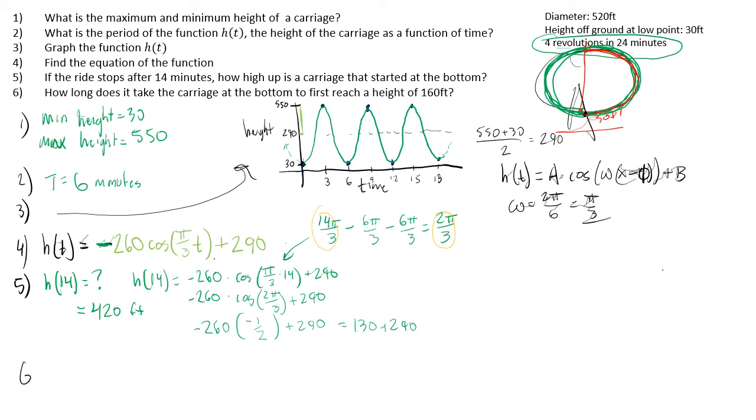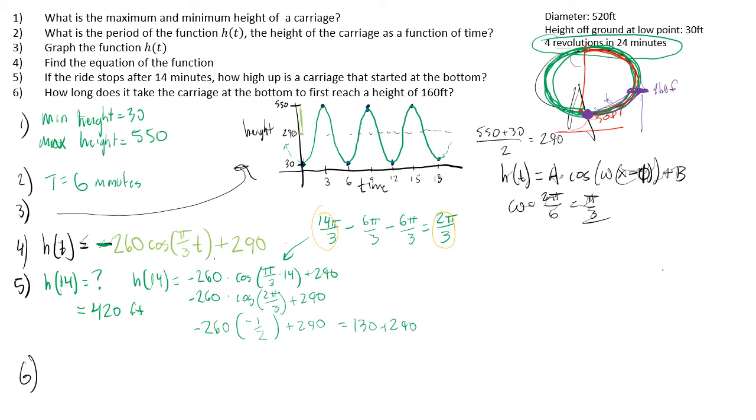All right, and then the last problem, number 6, how long does it take the carriage at the bottom to first reach a height of 260? Okay, so we started right here, at the bottom at 0, and now we're going to go up and try to get to, let's say, 160 feet off the ground right there. And we want to know how much time has elapsed from the start to there.